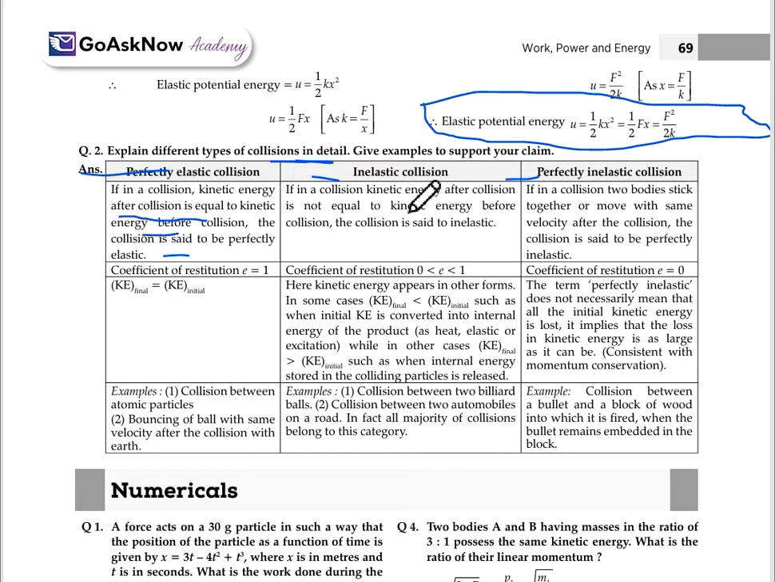But for the inelastic collision, if the kinetic energy after collision is not equal to the kinetic energy before collision, then it is said to be inelastic, as the word represents. Then perfectly inelastic, what is it?